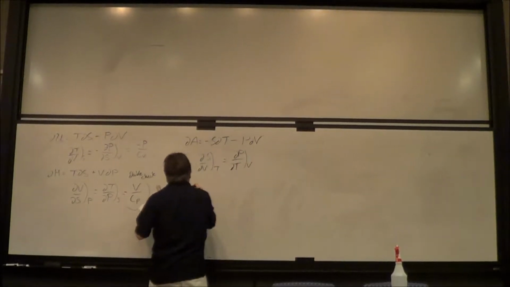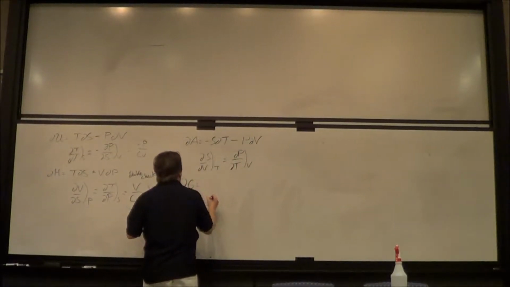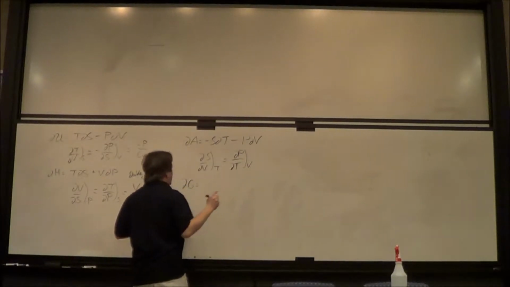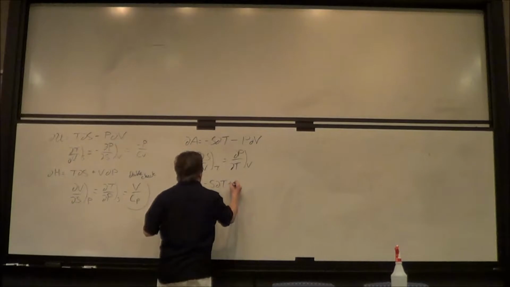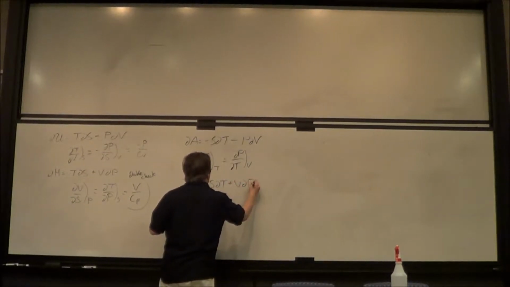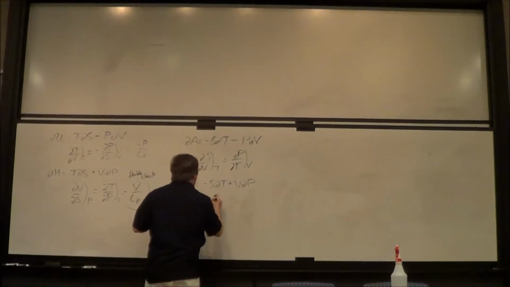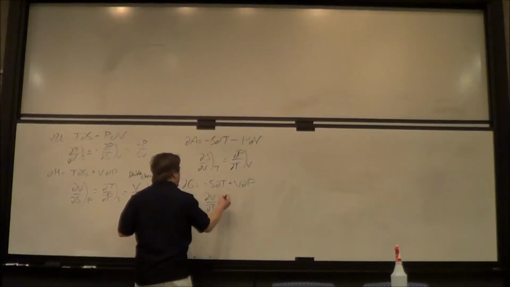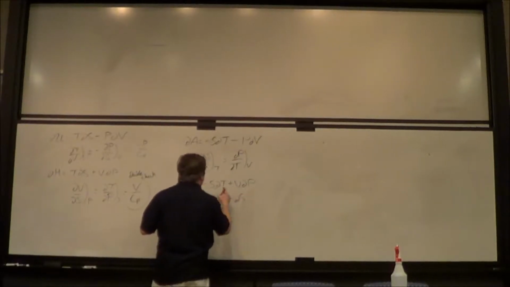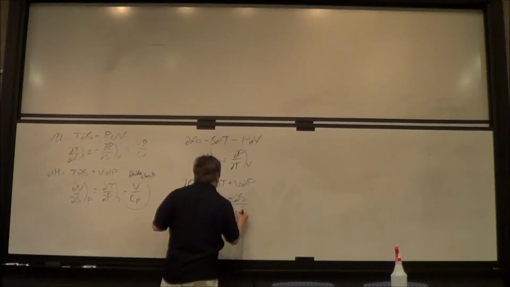There we go. And then I have G. Okay, that's the double Legendre transform. That's minus S dT plus V dP. And therefore dV/dT at constant P is minus change in S with respect to P at constant T.